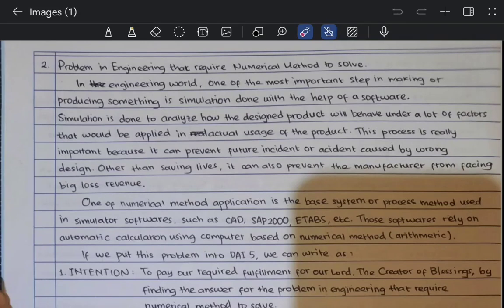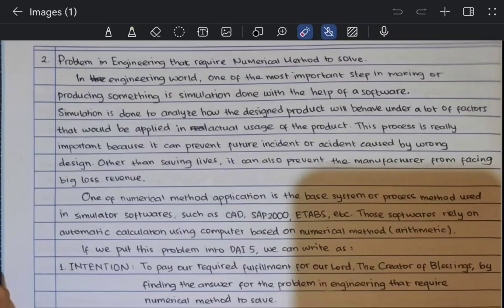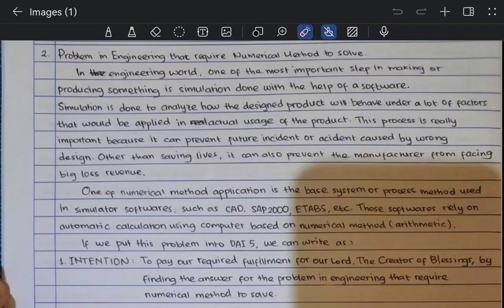22060366. Here in this video I will explain my answer for the quiz for the second question, which is to explain about the problem in engineering that required the numerical method to solve. So let's just get started.